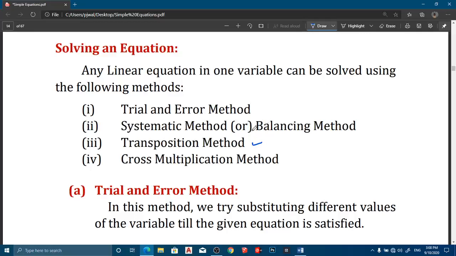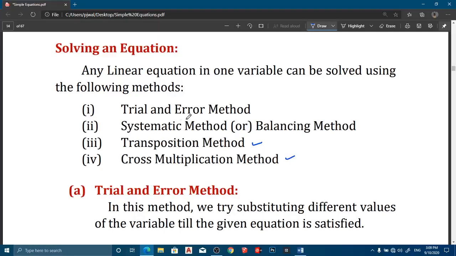Before going to that, these two are the basic methods. Some disadvantages are there in them for finding the solution. That's why we are using the other method. And in the cross multiplication method also, after some steps we will apply the transposition method only. This is a special method. It depends on the given problem; then we will use the cross multiplication method.